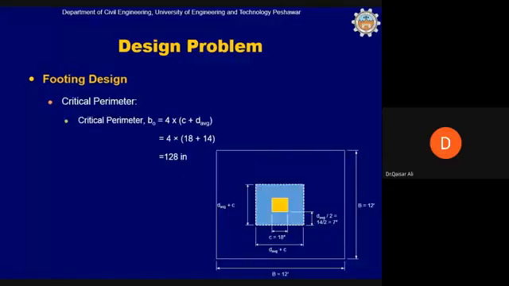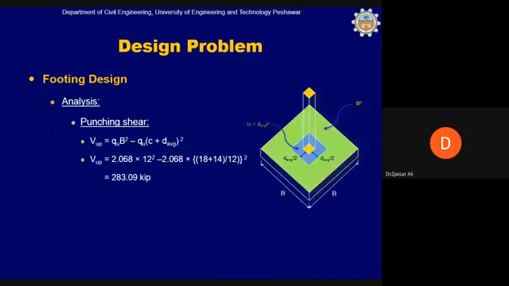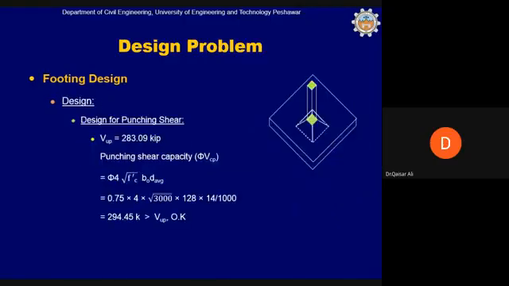You know all these steps now. How to calculate b0 is equal to 4 into (c plus d). You can calculate this. Then you calculate VU, qu times B square minus qu into (c plus d) square. And then you calculate the punching shear capacity phi Vc, which is more than VU, so your assumed depth is okay.